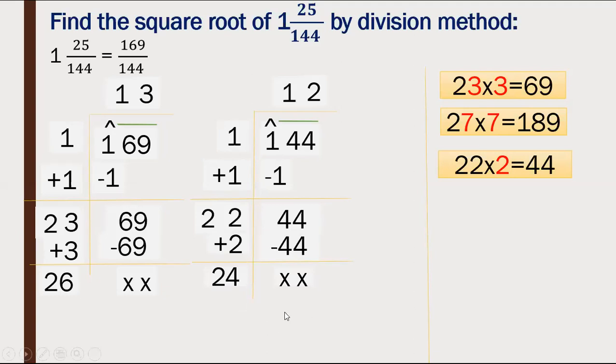Clear? Now, this is not the complete answer. This is not the complete solution. Bete, in the last, you have to mention the answer properly. Okay, so the question was 169 over 144. So the square root of 169 is 13 and square root of 144 is 12. But this is again not the answer. Here the answer is in improper fraction. We have to convert the improper fraction into mixed fraction again.